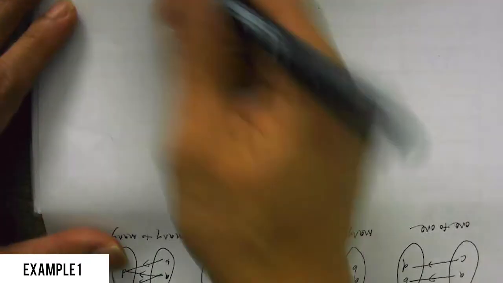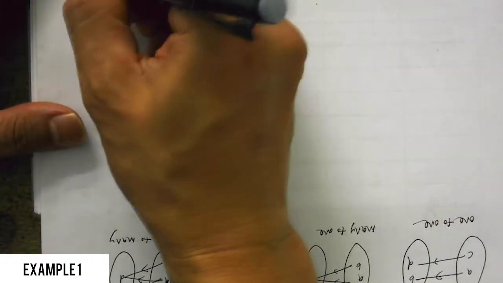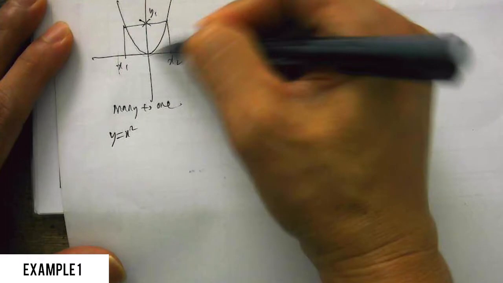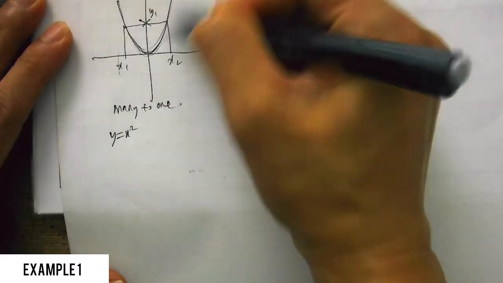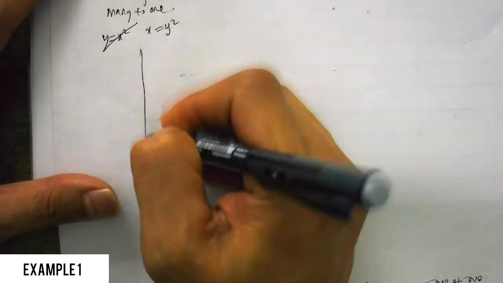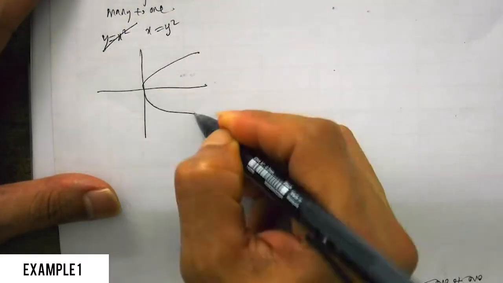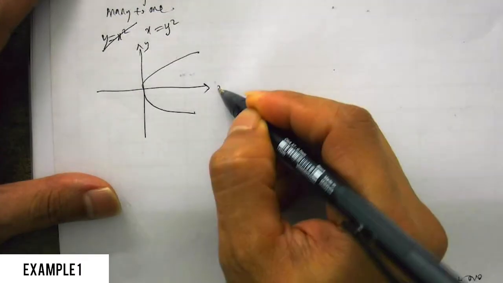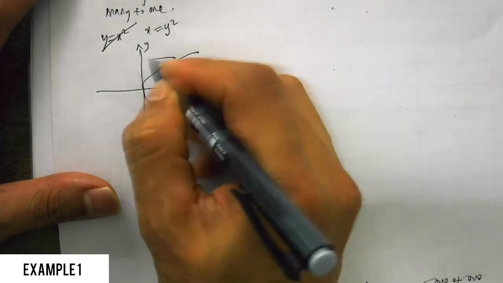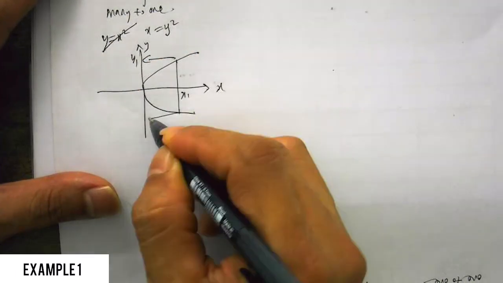Okay, example of one-to-many. If I have y equals x squared, you know the graph looks like this, right? The axis of reflection is on the y axis. But if I change to x equals y squared, now it looks like this. And if you were to draw a vertical line this way, your x value here is mapped onto one y value here, and one more y value here.